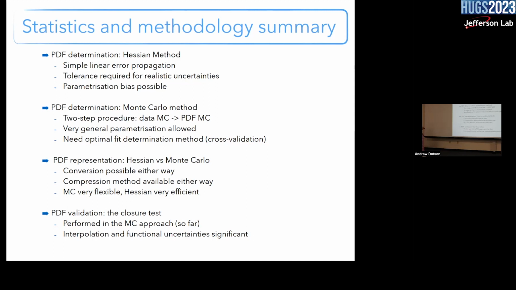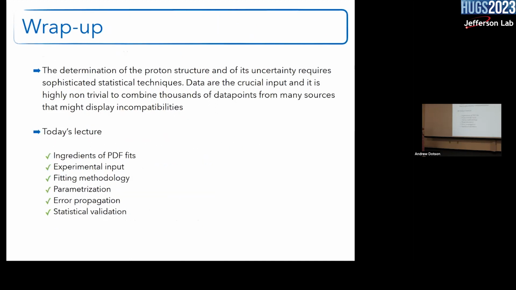And then I also talked about the important thing of PDF validation. So we really need to assess the robustness of these error bands that we associate with PDFs. And that's it. I think that's all for today.